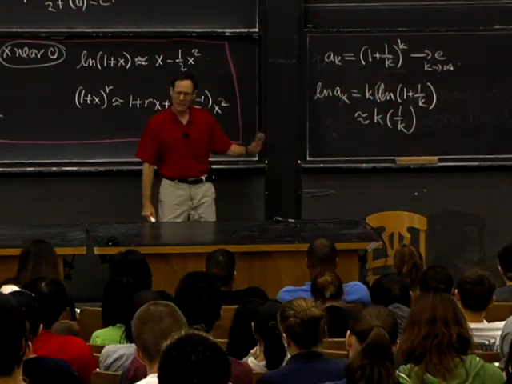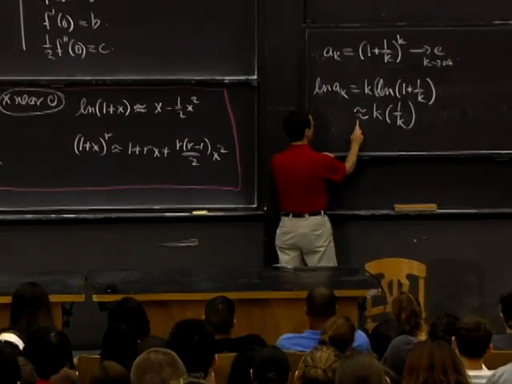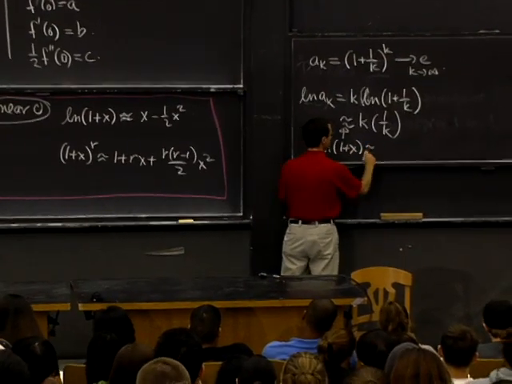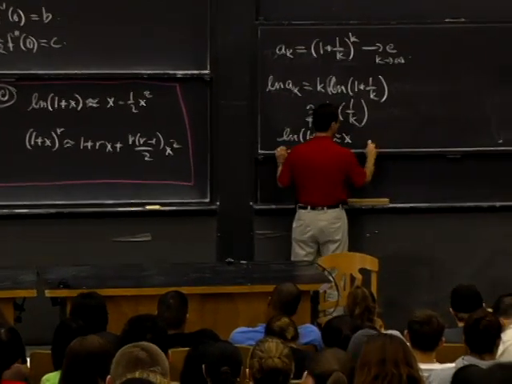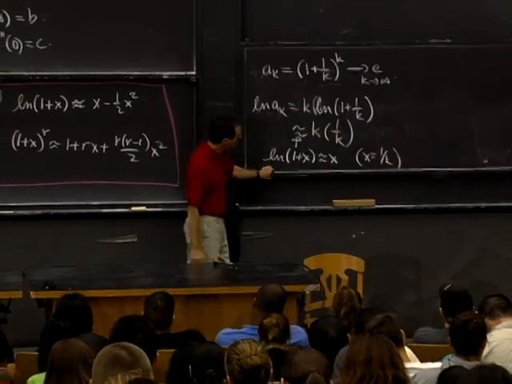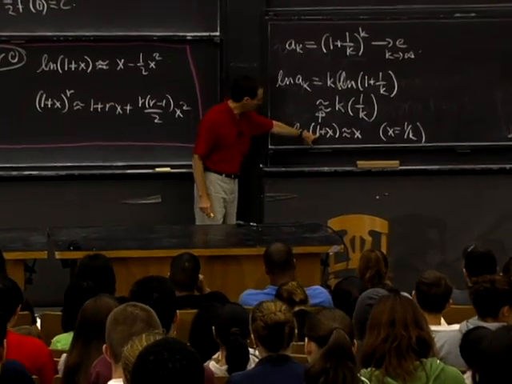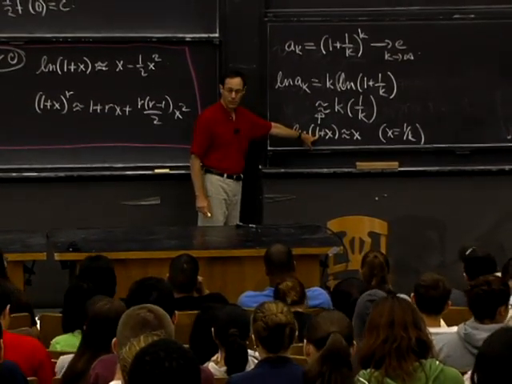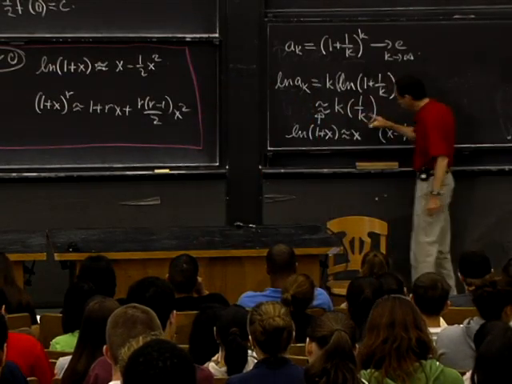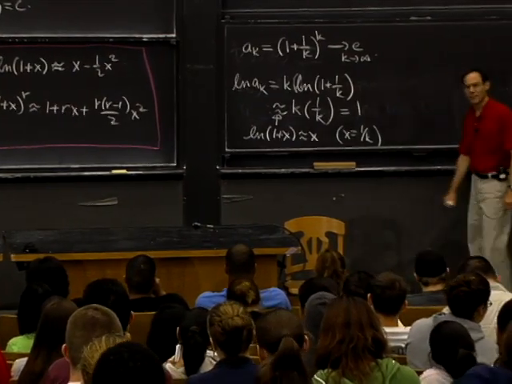Now, why is that? Well, that's just this linear approximation. So what did I use here? I used log of 1 plus x is approximately x for x equal to 1 over k. That's what I used in this approximation here, and that's the linear approximation to the natural logarithm. And this number is relatively easy to evaluate. I know how to do it. It's equal to 1.